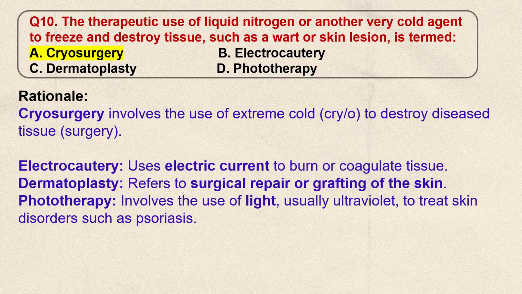Cryosurgery. Cryosurgery involves the use of extreme cold, that is cryo, to destroy the diseased tissue, that is surgery. Electrocautery uses electric current to burn or coagulate tissue. Dermatoplasty refers to surgical repair or grafting of the skin. Phototherapy involves the use of light, usually ultraviolet, to treat skin disorders such as psoriasis.